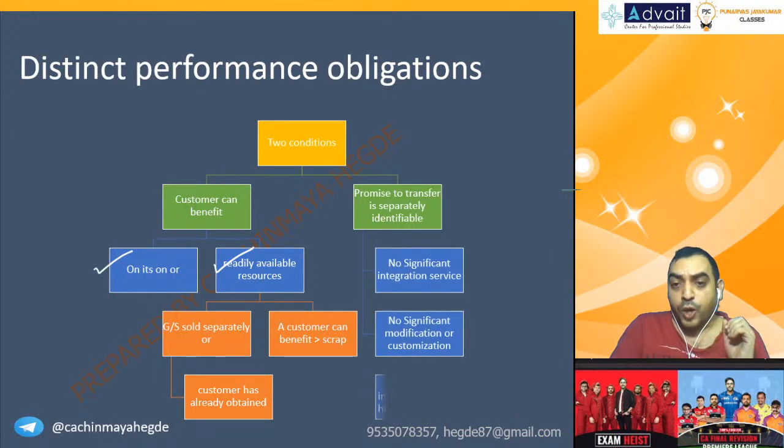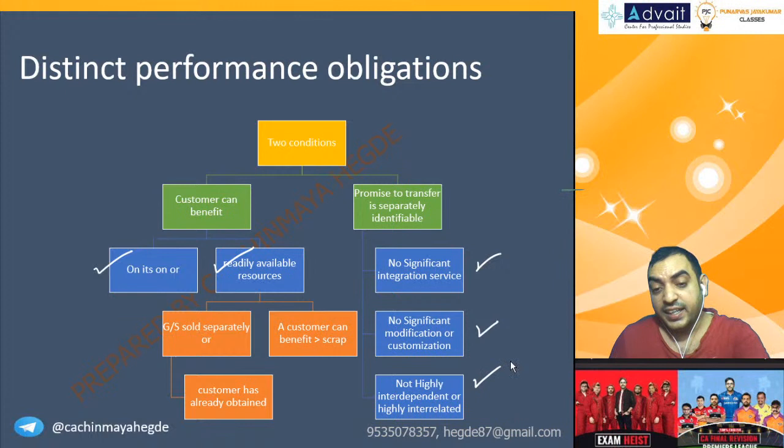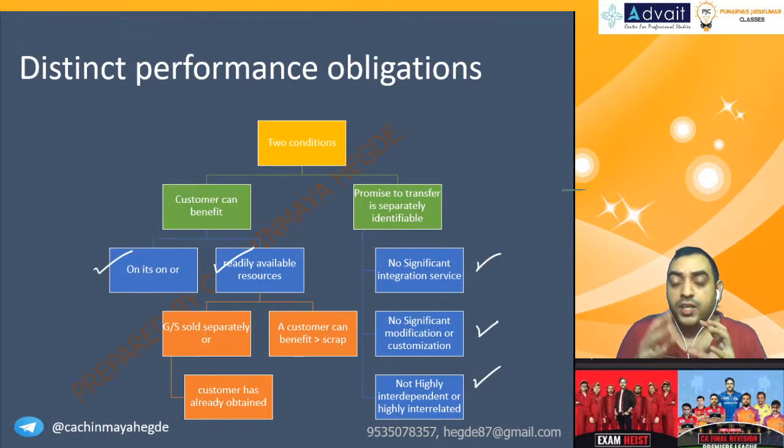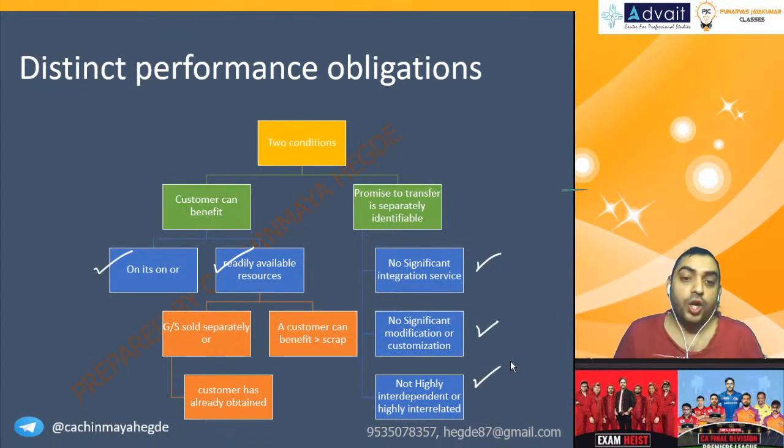Okay. Promise to transfer separately, no significant integration service, no significant modification, not highly dependent or interrelated. Basic point: of all the 3 points, even if one of the points is not satisfied, then it becomes a not distinct product. Anyway, the essential element is, if you are having an agreement where multiple things come up, should I think of those multiple things separately, or should I consider all of them together?